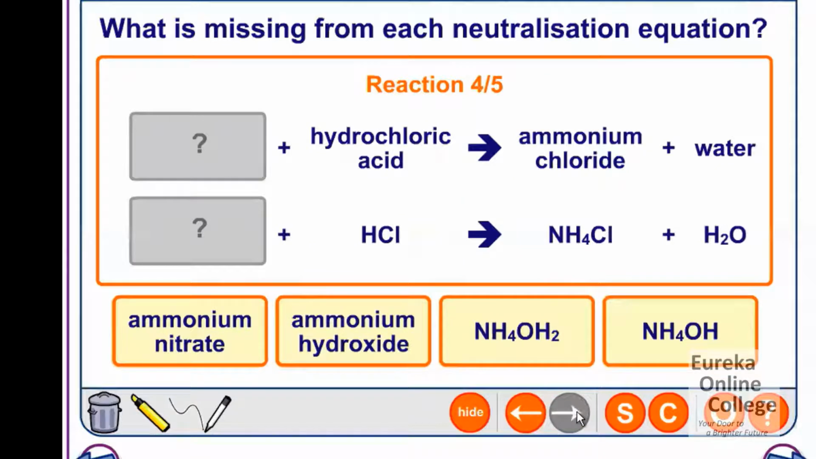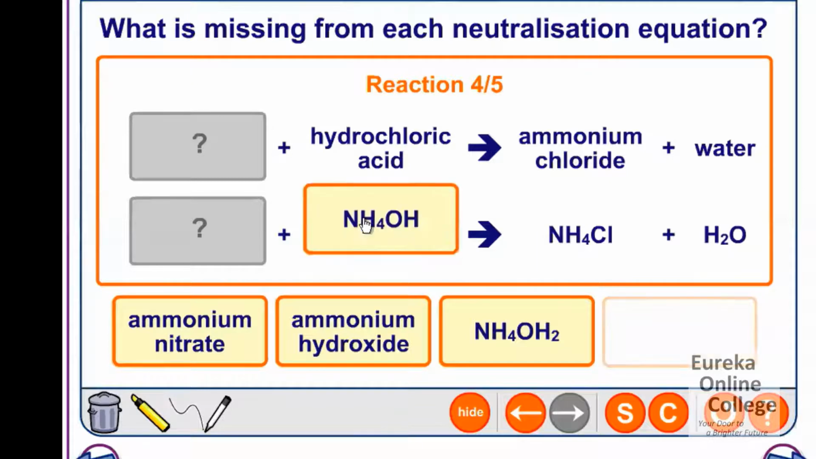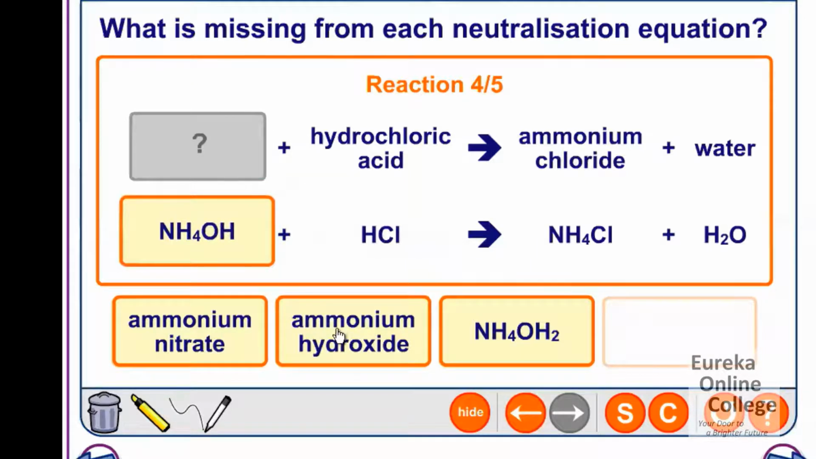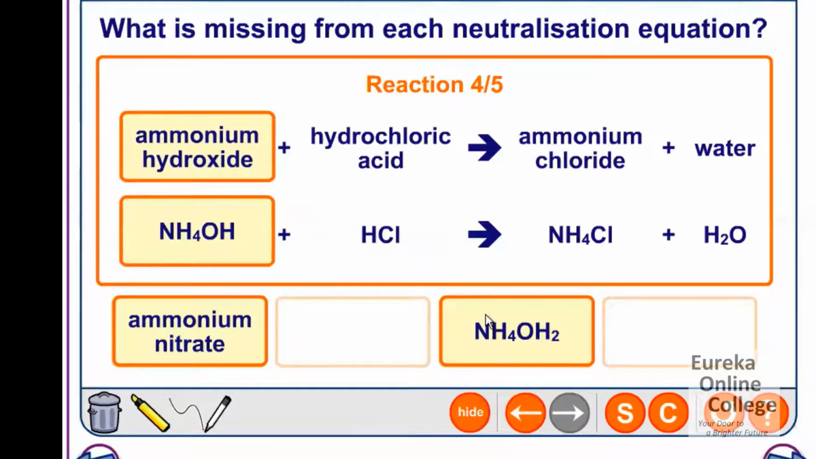Number 4, we've got something plus hydrochloric acid is making ammonium chloride. So our salt name, we know the ending comes from the acid. So we need to begin with something that contains ammonium. And we are going to use ammonium hydroxide. And this is the formula of ammonium hydroxide. Okay, NH4OH.